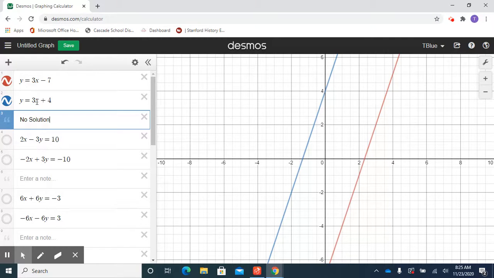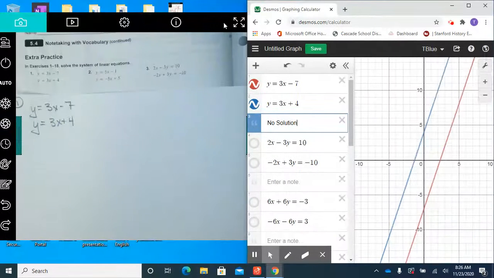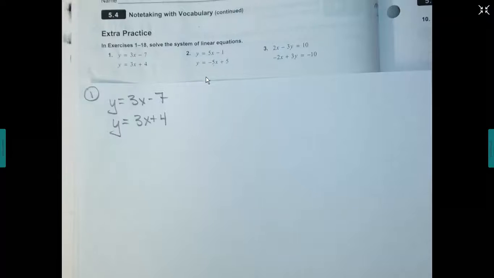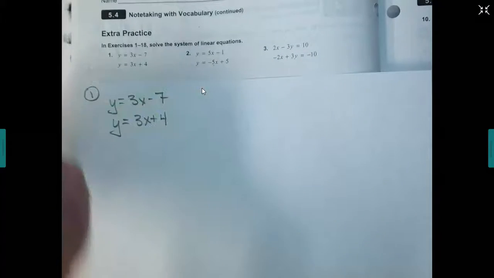So this is number one. There are my two lines. I see that those two lines are parallel. They have the exact same slope. The slope is 3 for this equation, and the slope is 3 for the other. But the y-intercepts are different, so I have no solution. They will never meet. So by Desmos, I know that there's no solution.